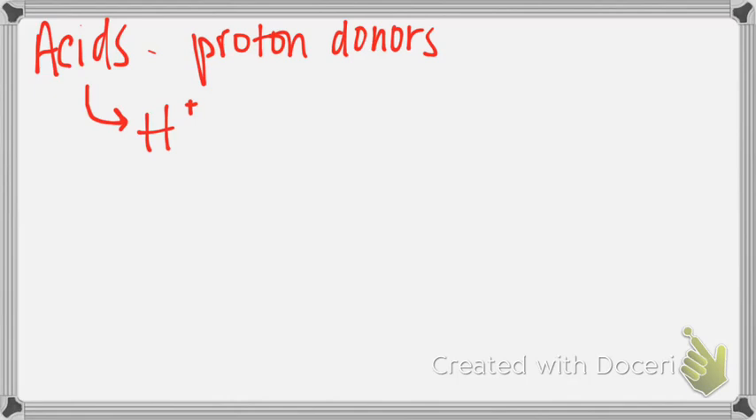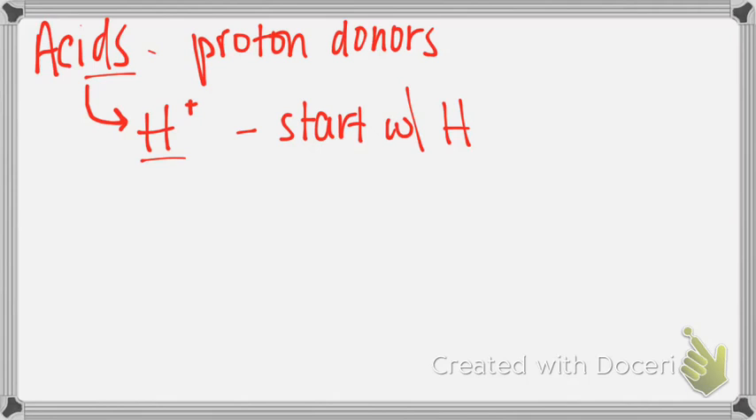So that means acids have to have what element in them for sure? Hydrogen. Acids have to have hydrogen. If they're going to donate a hydrogen ion in the form of a proton, they have to have hydrogen to give. So acids always start with hydrogen. It's a really good clue that it's an acid if it starts with hydrogen.